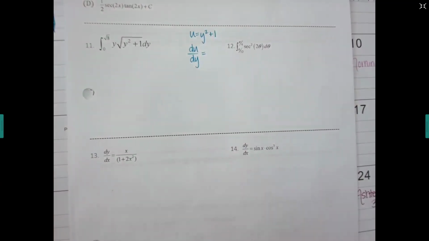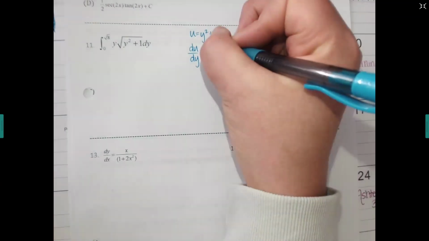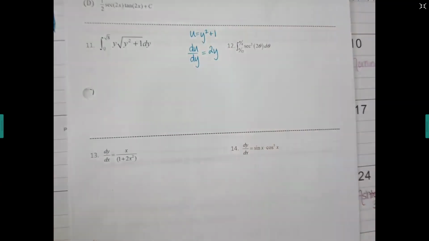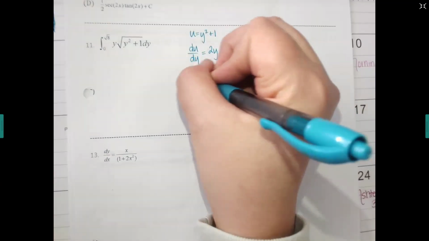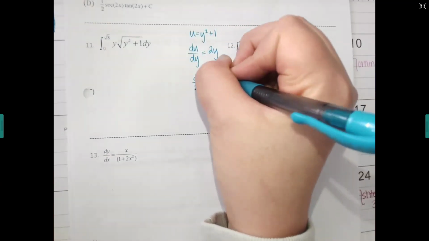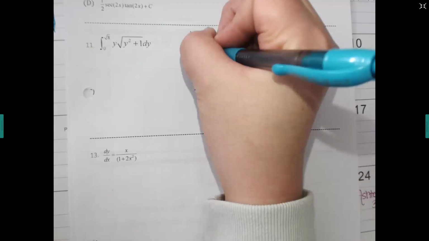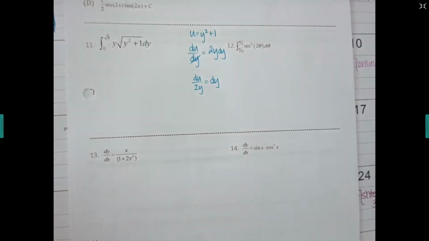Okay, then du/dy is the derivative of y squared plus 1, which is what? 2y. Then remember, my dy goes up, my 2y goes down. So a du over 2y is going to replace where my dy is. Okay, go ahead and do your rewrite.